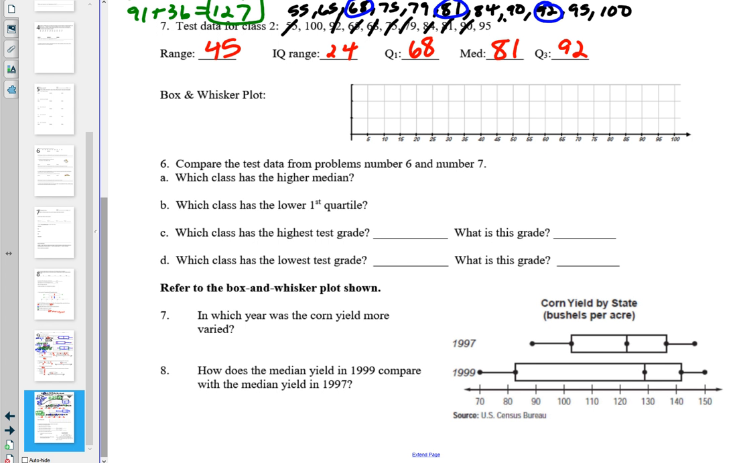81, just right here, very close to the 80. And 68 is going to be right in the middle of 65 and 70, a little bit closer to 70. 92 will be outside of 90. Box. The minimum is 55. The max is 100. And you can already tell by looking at the pictures.